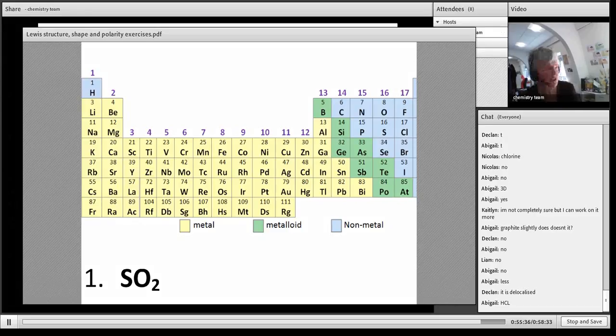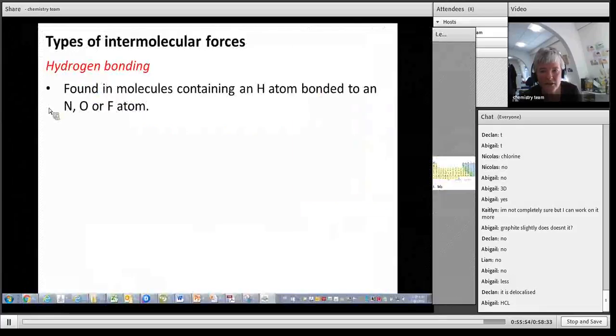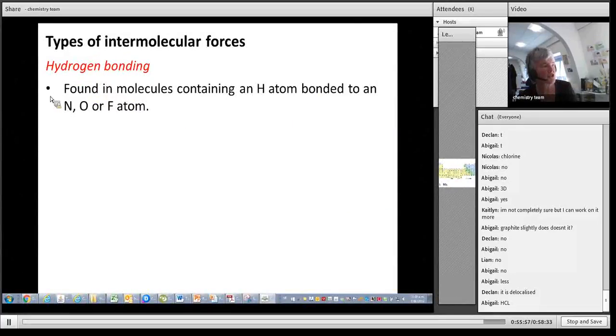Okay, now I think actually, the hydrogen bonding is the other one, and I think this will be my last slide because I don't have any more. So you find it in molecules where the hydrogen atom is bonded to a very, oh, I realize you can't actually see over here. Sorry. The nitrogen, oxygen, and fluorine. Sorry about that.